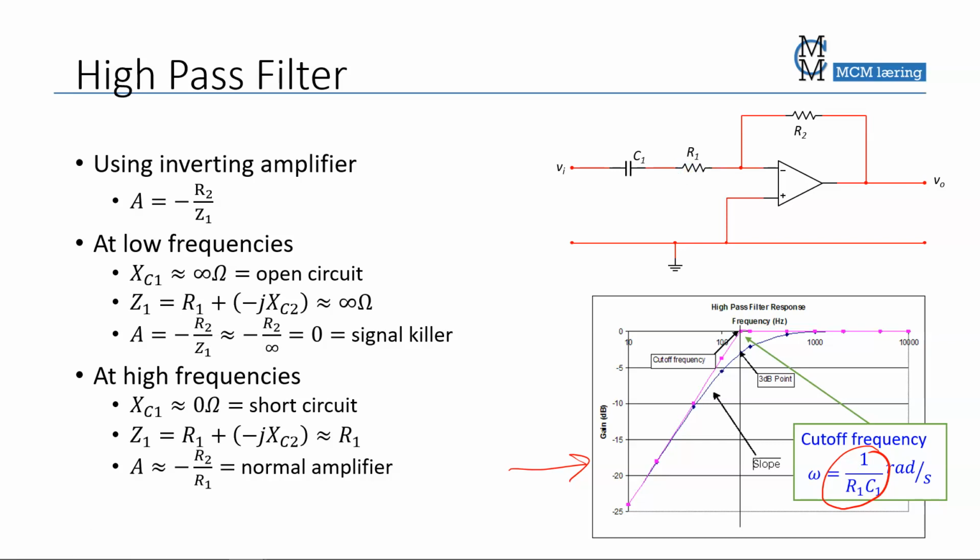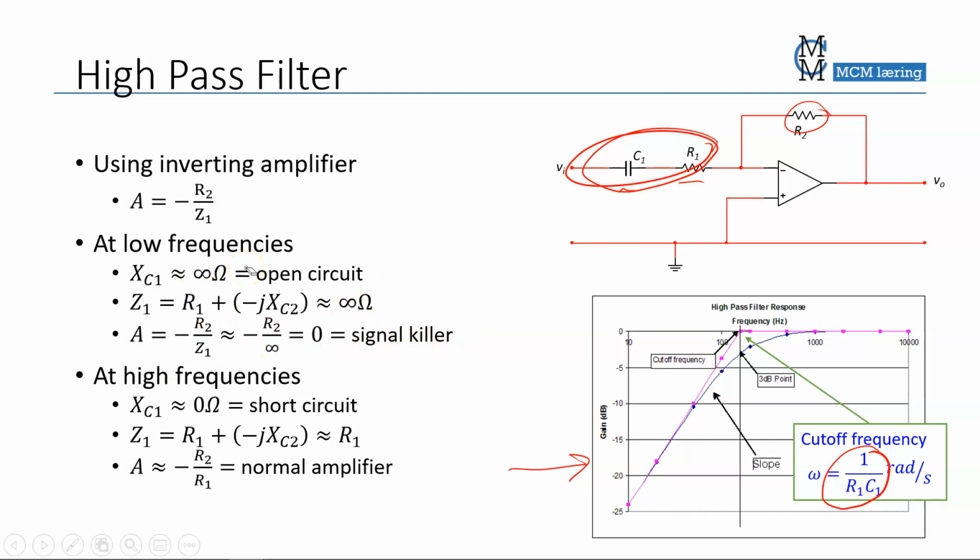For low frequencies, remember, this one becomes an open circuit. The capacitive reactance is more or less infinity for low frequencies, thus an open circuit. The impedance overall is the sum of the two, because they are connected in series, and the impedance becomes infinity. The gain, R2 over Z1, is R2 over infinity, which is 0. So you have a signal killer for low frequencies.